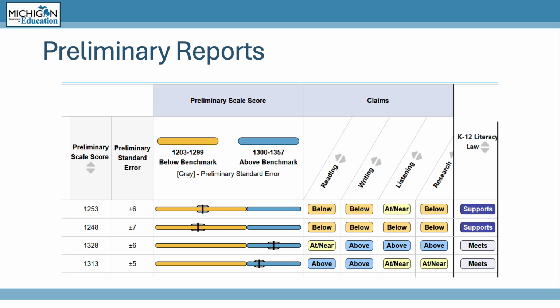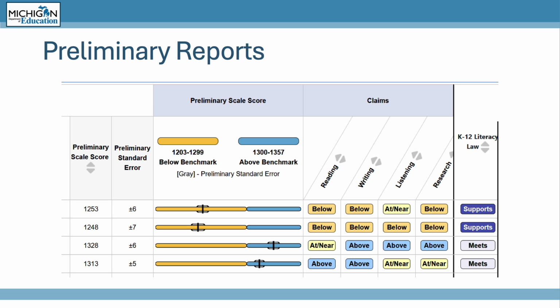Subscore data is available on the preliminary report, of course, based on preliminary data. You can see the K-12 literacy law indicators listed here. This is where you should look to identify the students who have been identified as needing supports. As mentioned earlier, preliminary reports will remain available until final reports are released.